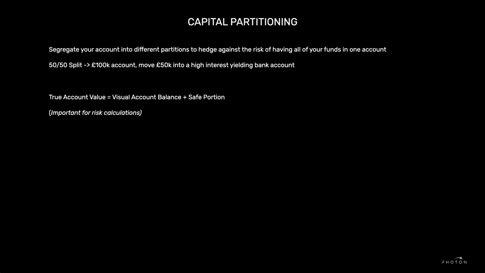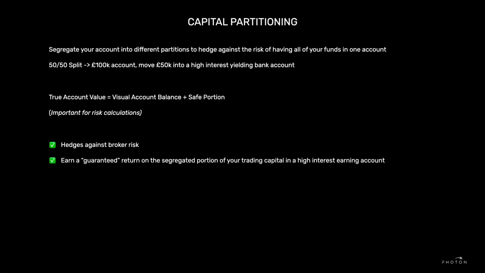So capital partitioning, really it has two main benefits. The first is that in the extremely unlikely event that something happens to your broker and you cannot access your funds, then at least your capital is more secure since it is held in two separate accounts instead of just one. So essentially your risk is halved. Also, you can earn a guaranteed return from the other half that sits in a, quote unquote, high interest earnings account. This can increase your overall return by potentially another 0.5 to 3% per year, right? It's better than nothing. Now, if you have a mortgage, you can also look into opening something called a mortgage offset account.